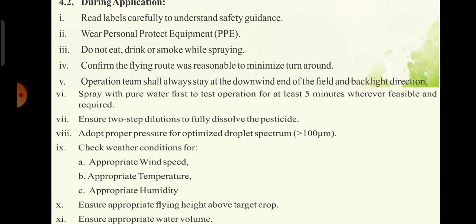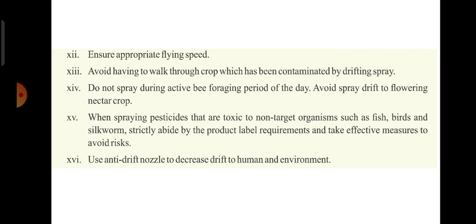Ensure appropriate flying height above the target crop. Ensure appropriate water volume. Along with these points, the flying speed of the drone should be under control. Avoid walking through crop which has been contaminated by drifting spray. Do not spray during the active bee foraging period of the day. Active bee foraging period is between 8:30 and 12 o'clock in the morning, or in some crops or congenial conditions it may be earlier. So we should always take care that bees should not die.